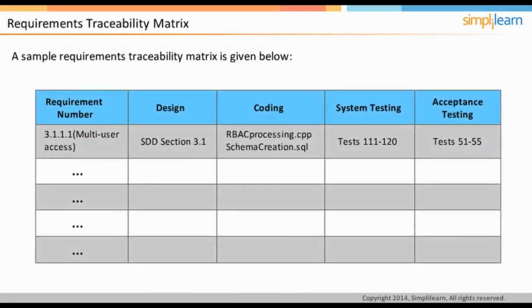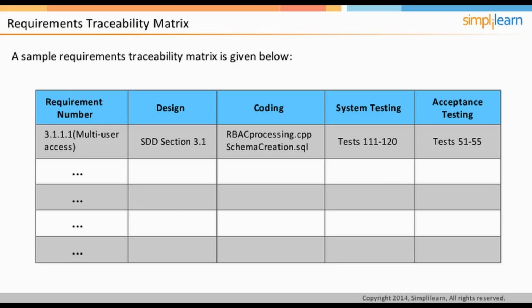Given on the screen is an example of the requirements traceability matrix. It lists all the requirements recorded in the requirements documentation in the first column. In the subsequent columns, it traces how the requirement is being met by specific sections or objects in the subsequent stages. In case of a software development project, the requirement about enabling multi-user access may require changes in multiple places.